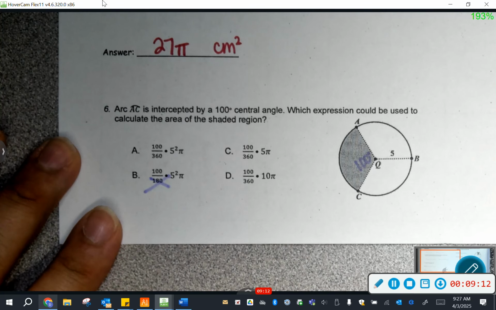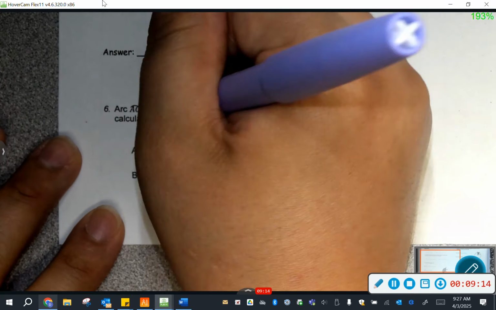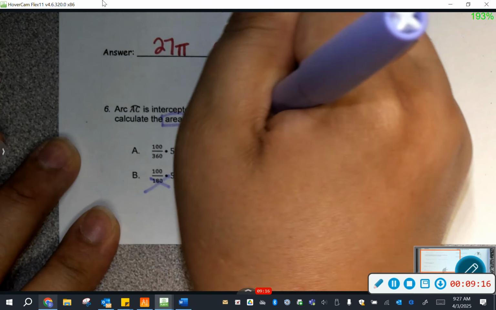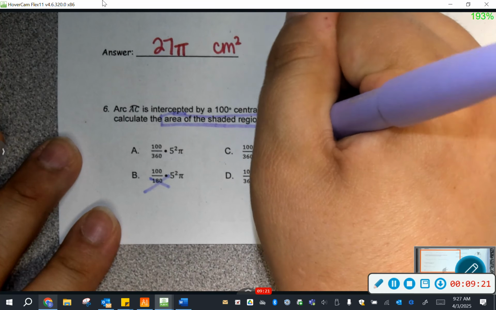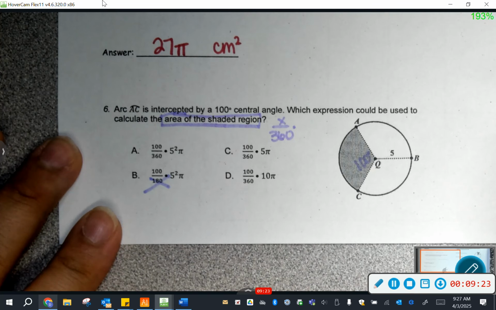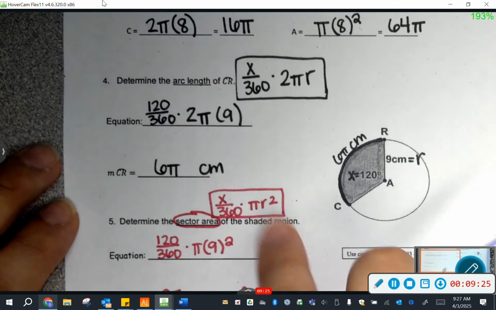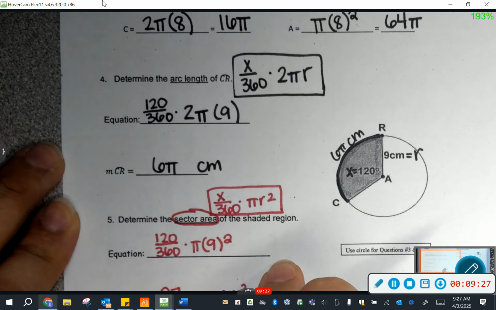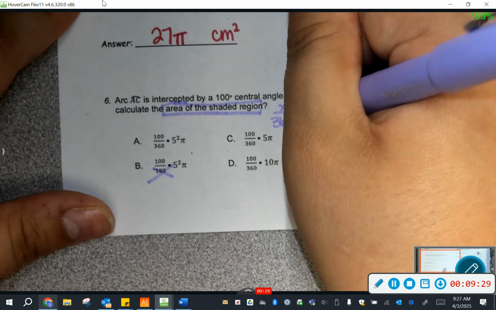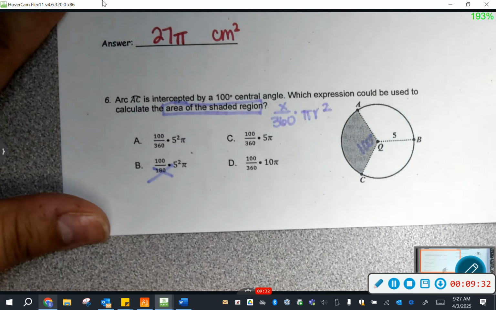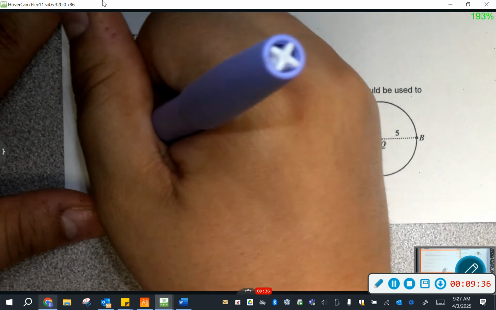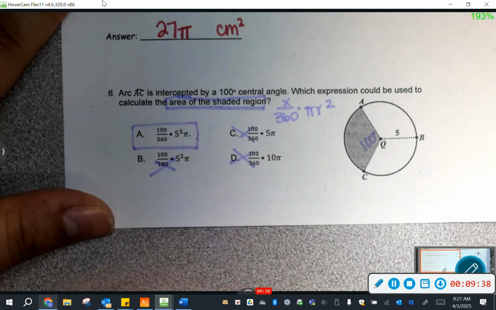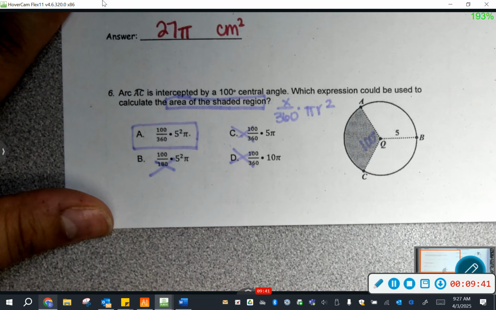It also says which expression can be used to calculate the area of the shaded region. Which formula am I going to use for area? Which one of these is with area? Pi r squared. So what does my answer have to have here? Squared. So which can I eliminate? C and D. A is the answer. Does that make sense? Any questions?